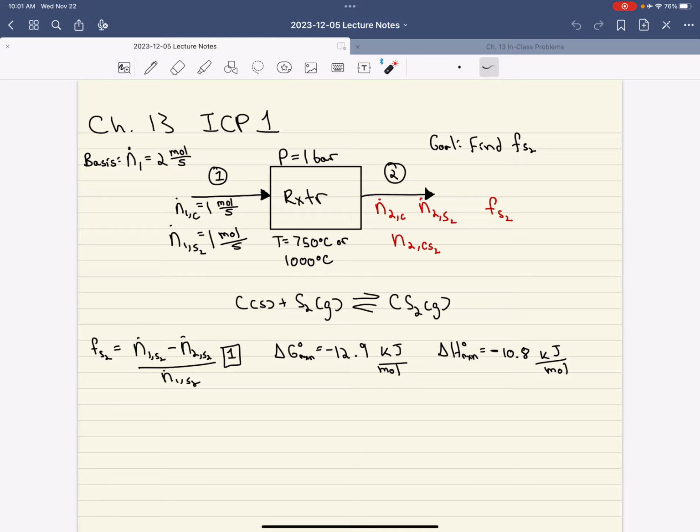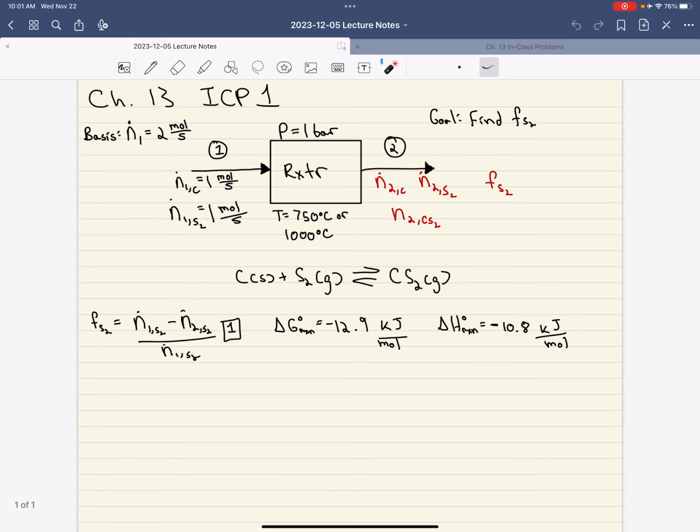We know what's going into the reactor, but as far as what's coming out, we don't know the molar amounts, and in the end, what we want to calculate is the equilibrium conversion of that sulfur. Here's the reaction that's occurring: carbon solid and sulfur gas proceed in an equilibrium reaction to form carbon disulfide.